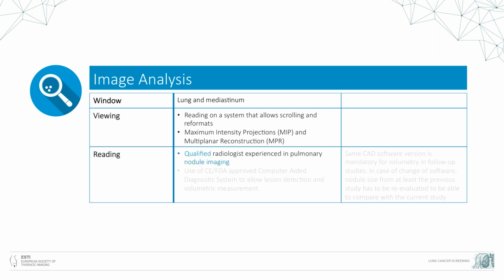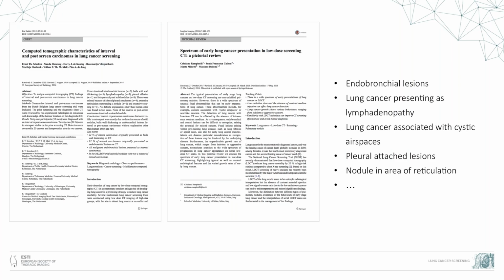So reading of the images, who should read the images? We believe that the images should be read by a qualified radiologist experienced in pulmonary nodule imaging. When early lung cancers present as a nodule, the diagnosis is, I think, kind of evident, but there are a number of tumors that are more difficult to detect, such as endobronchial lesions, lung cancer presenting as lymphadenopathy, lung cancer associated with cystic air spaces, pleural attached lesions, or sometimes nodules in areas of reticulation or nodules in underlying lung disease.